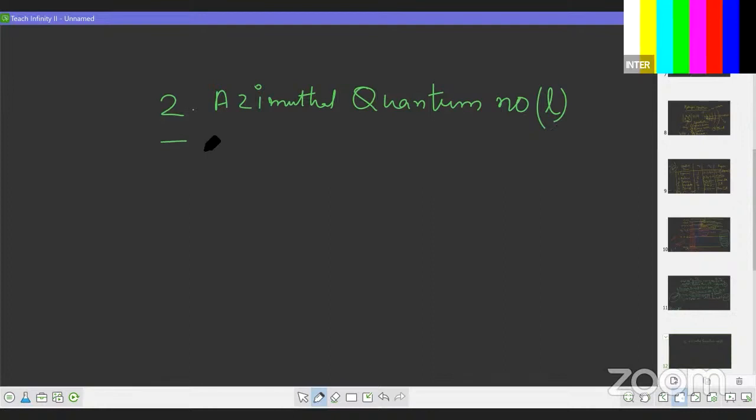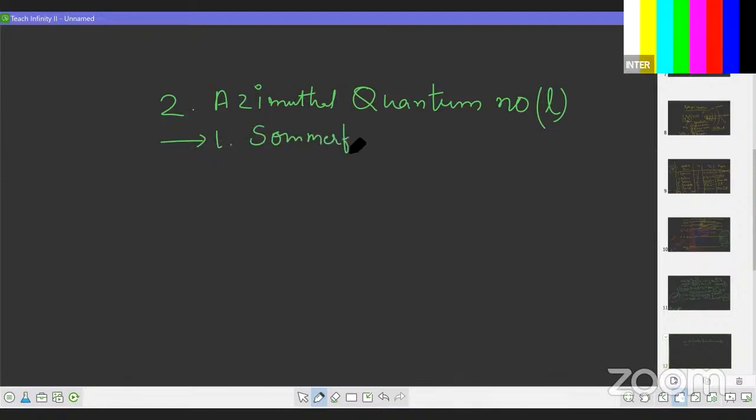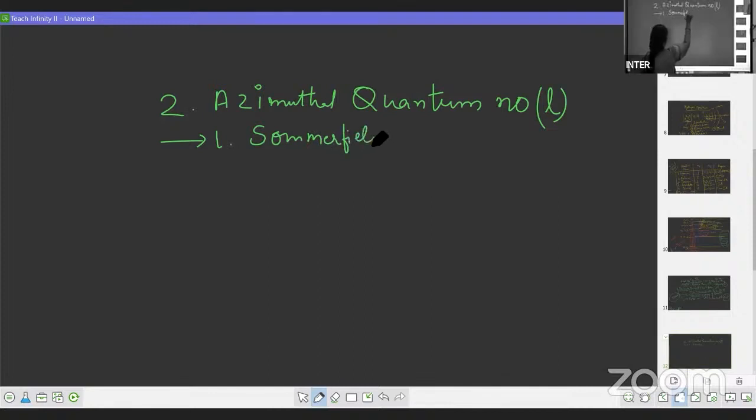So the first point is about the finding. Who proposed this? Bohr. Write the scientist's name first. Next, what is the letter by which you denote this quantum number? It is denoted by n. What are the values? n is equal to 1, 2, 3, 4, and so on.